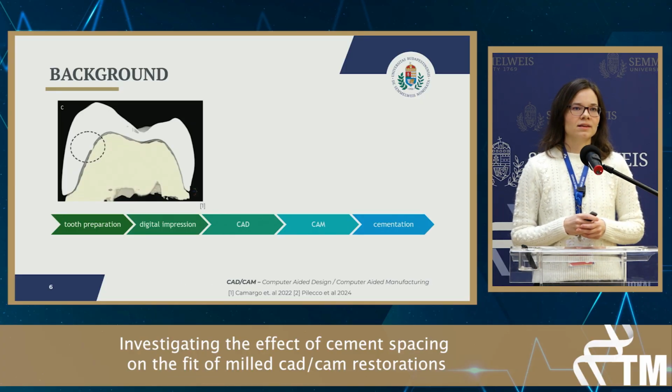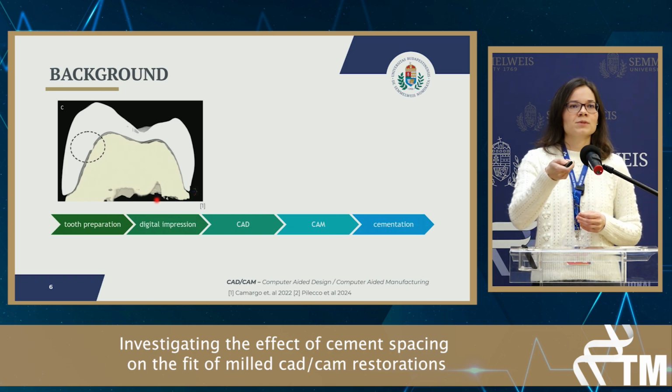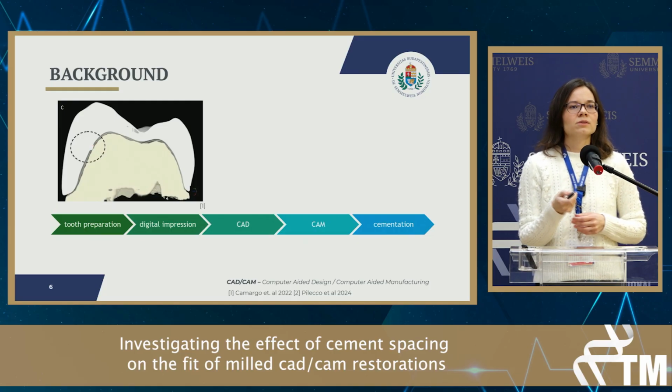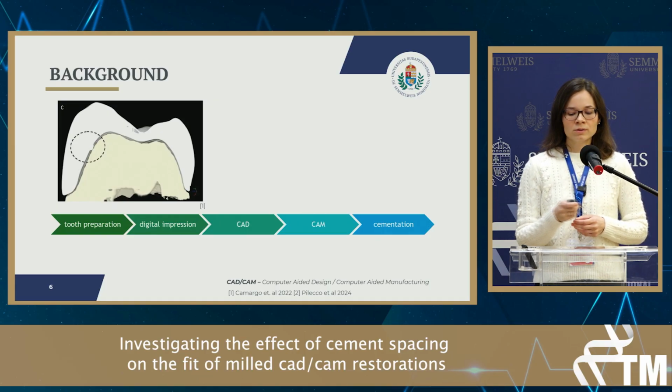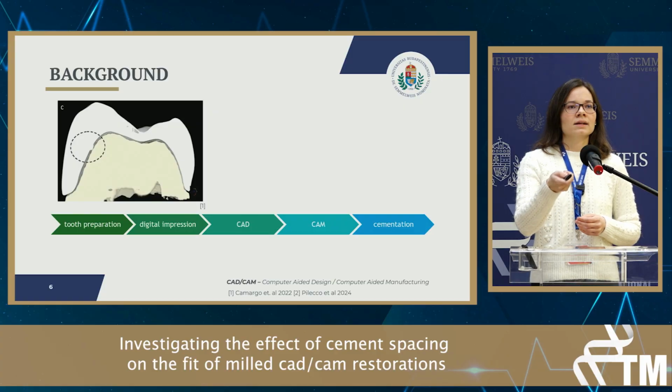Mistakes can happen at every stage of the CAD/CAM process. However, we have the cement space between the abutment and the restoration, which is able to absorb these minor inaccuracies. By adjusting this parameter, we not only provide space for the cement, but it is able to reduce the misfit of the crown, which will appear then clinically as a smaller marginal gap here.